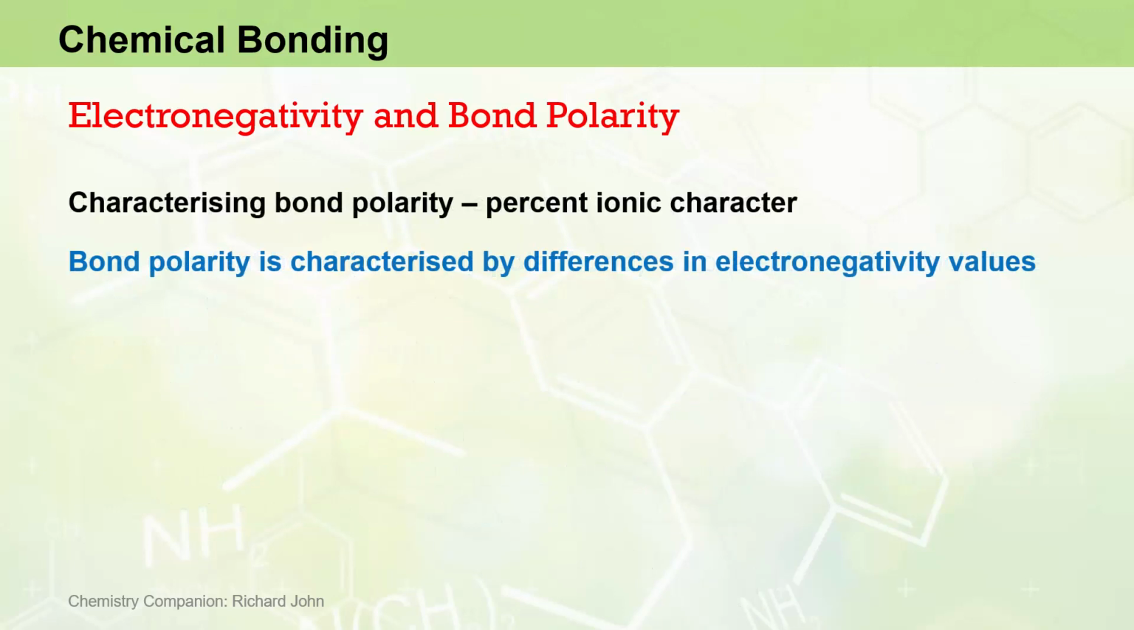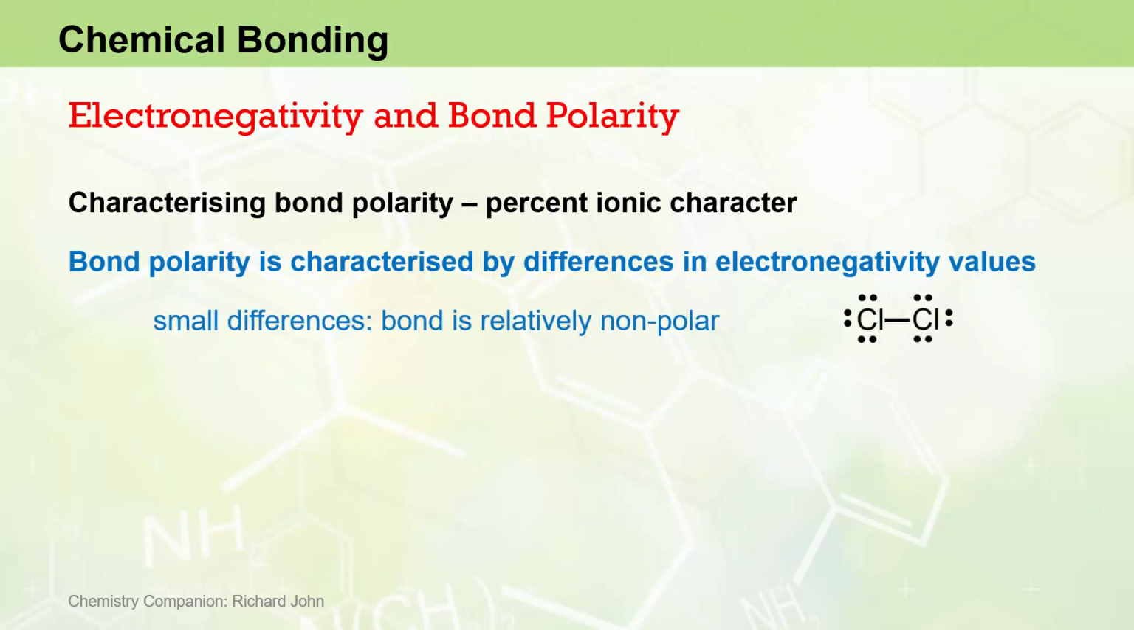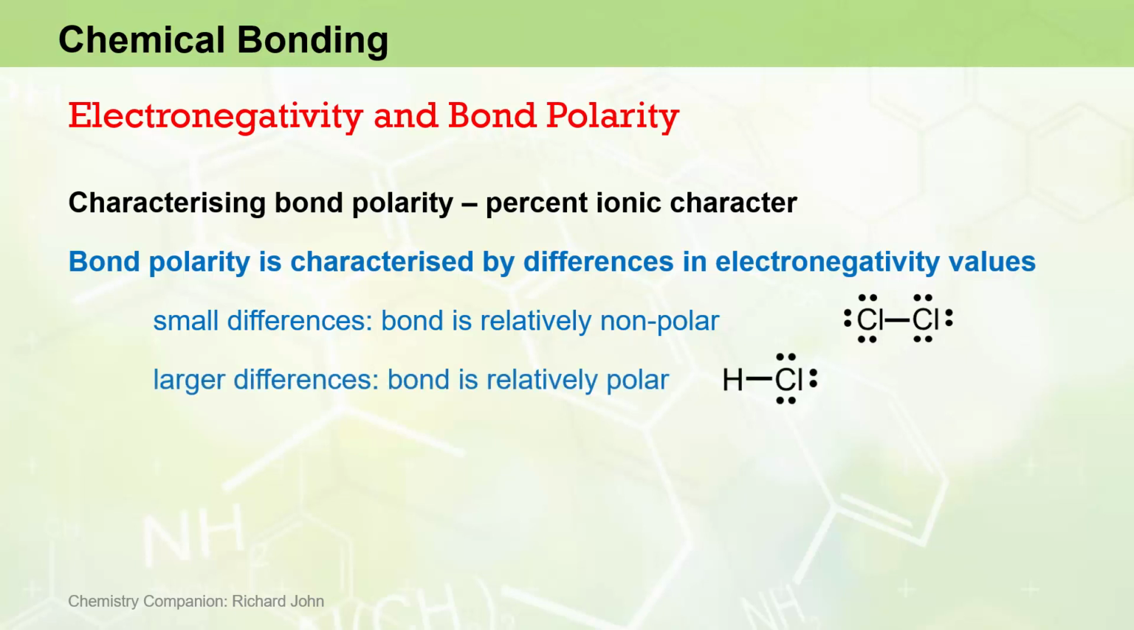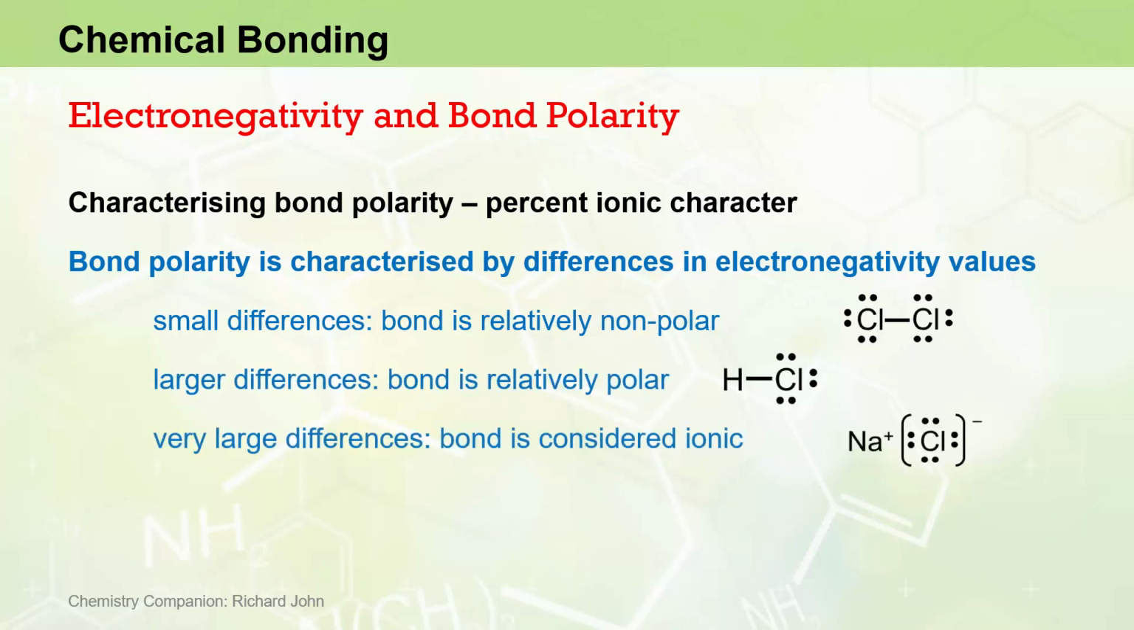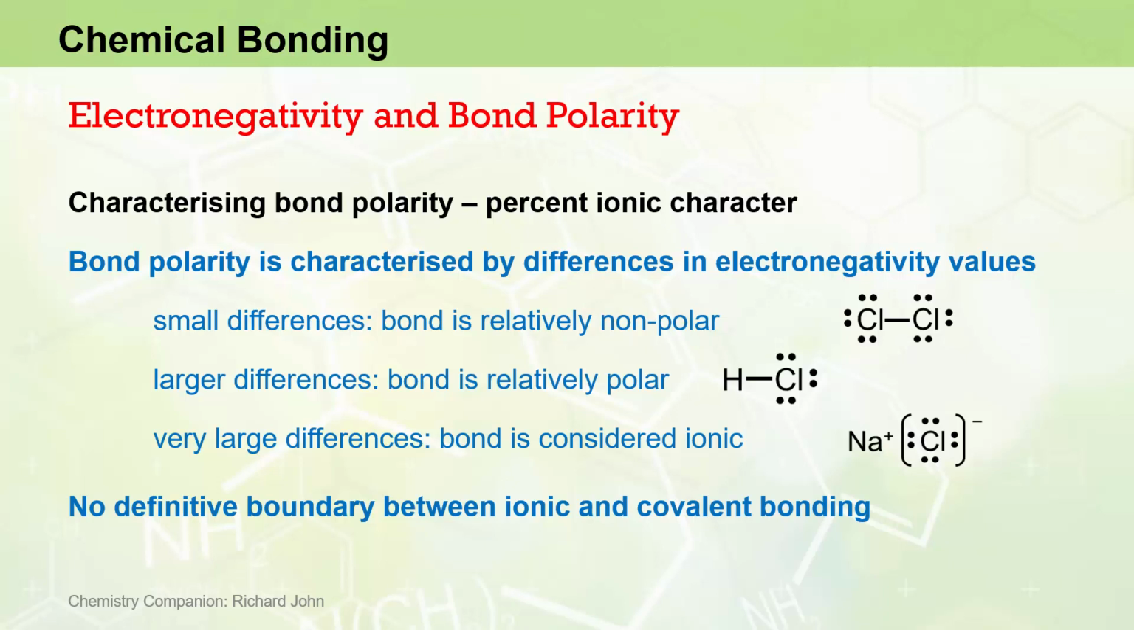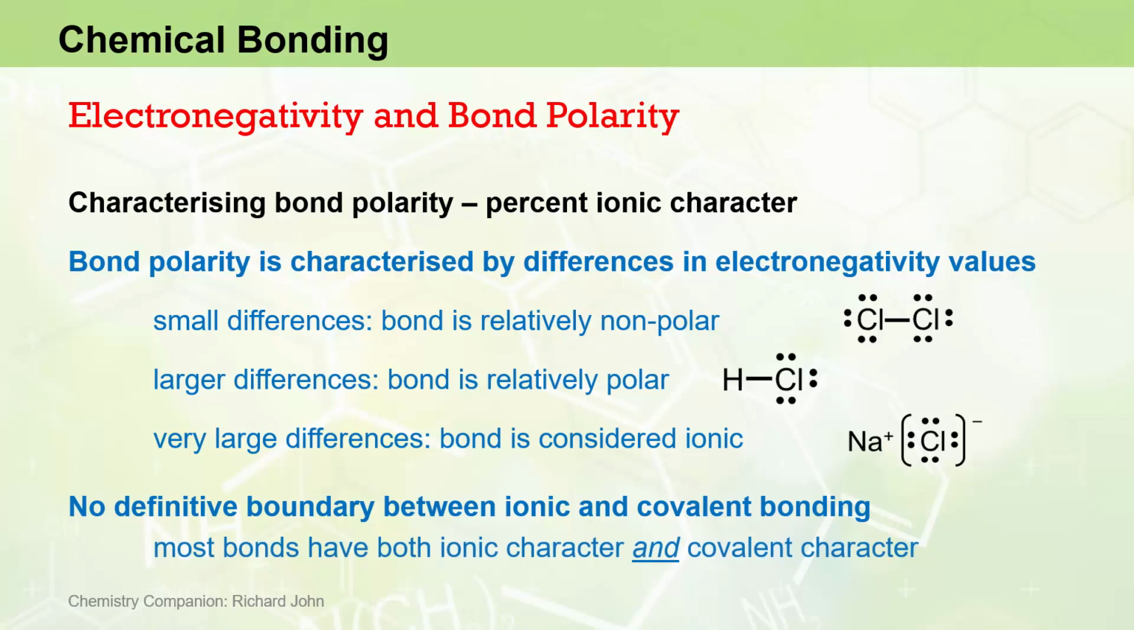Bond polarity is characterized by differences in electronegativity values. Small differences in electronegativity values means the bond is relatively nonpolar. Larger differences mean the bond is relatively polar, and very large differences in electronegativity values mean that the bond is considered to be ionic. It should be noted that no definitive boundary exists between ionic and covalent bonding, and most bonds have both ionic character and covalent character.